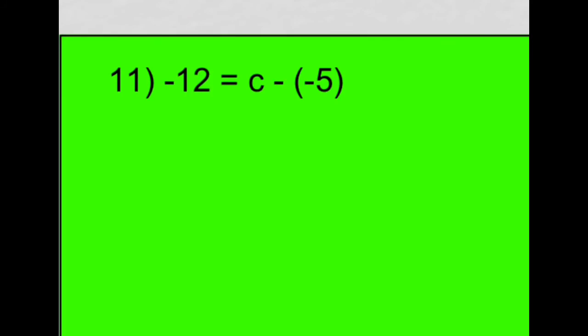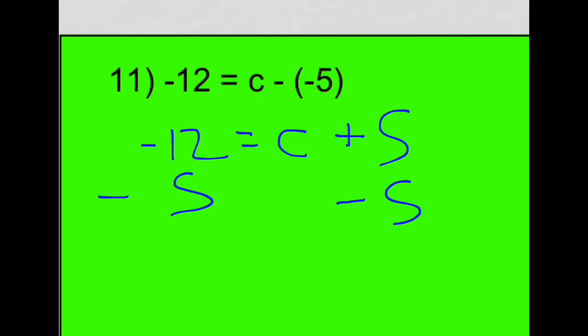Okay, couple more questions. Number 11, same thing except the variable's on the other side. So negative 12 equals c minus negative 5. Well, the minus minus becomes a positive, so take the time to rewrite that. Negative 12 equals c plus 5. Now we have the variable c plus 5. To make that positive 5 beside the variable go away, make it negative 5. And do the same thing over there. Negative 12, negative 5 is negative 17 equals c. Try to keep everything on the same side of the equal sign. If the variable c starts out on this side of the equal sign, keep it there the whole time.